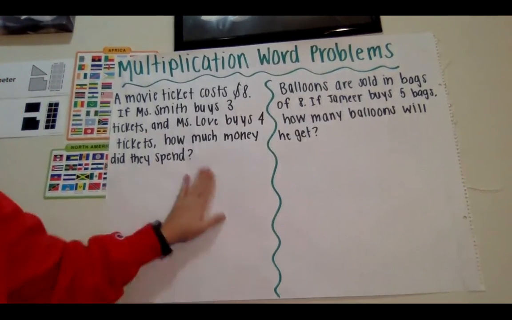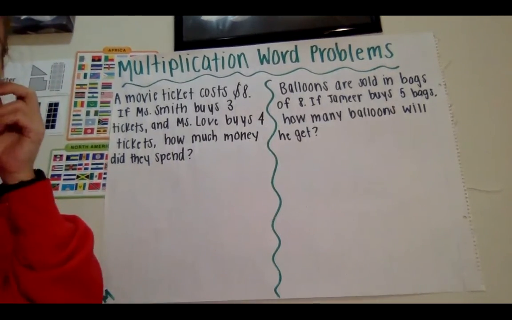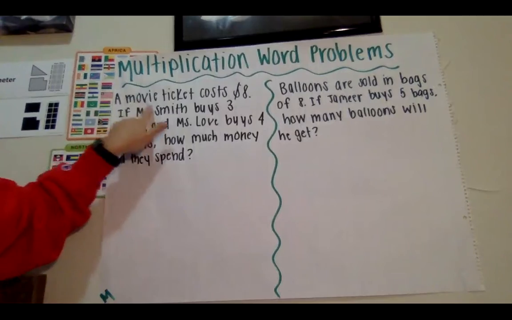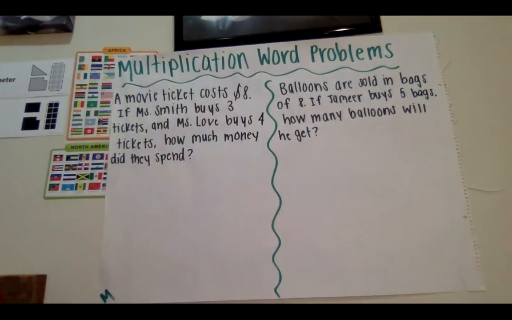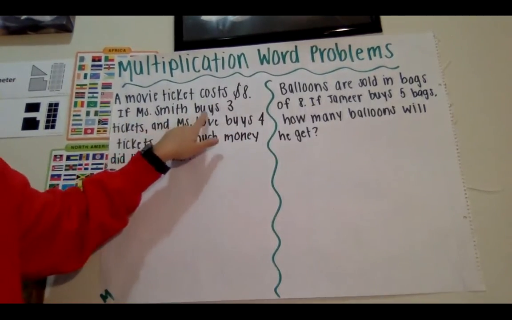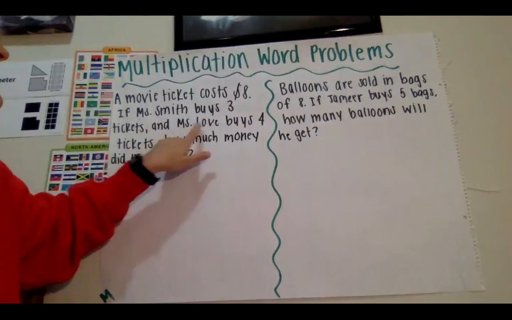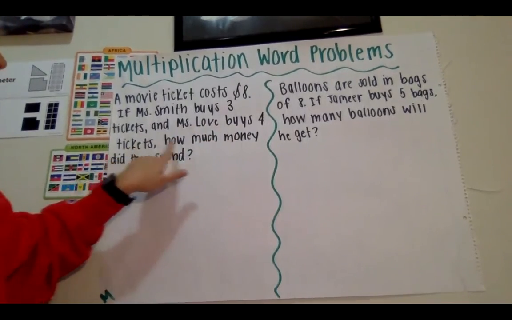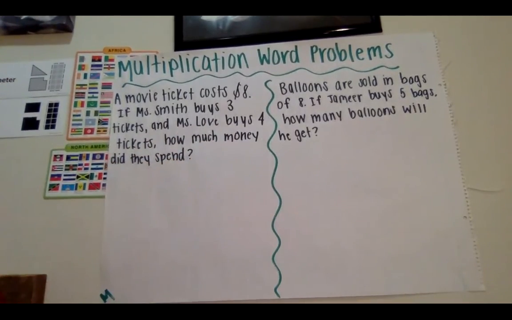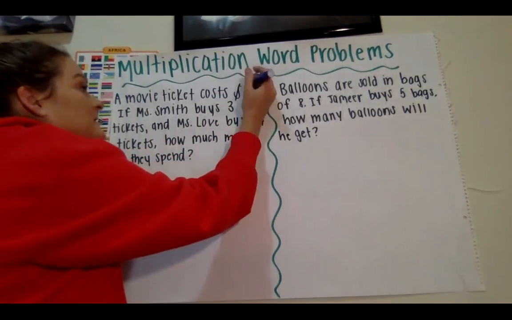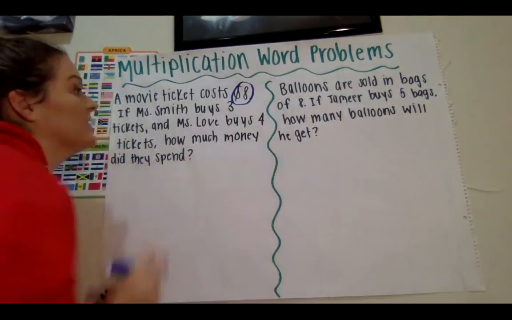So with that said, let's look at number 1 and we can discuss some strategies we can use. A movie ticket costs $8. If Miss Smith buys 3 tickets and Miss Love buys 4 tickets, how much money did they spend? Well, I see a lot of information in this problem. First, I see that each ticket costs $8.